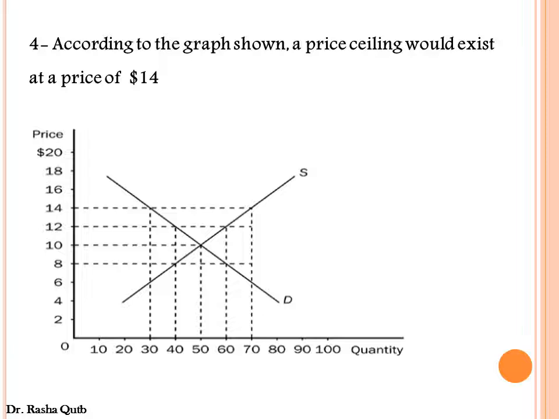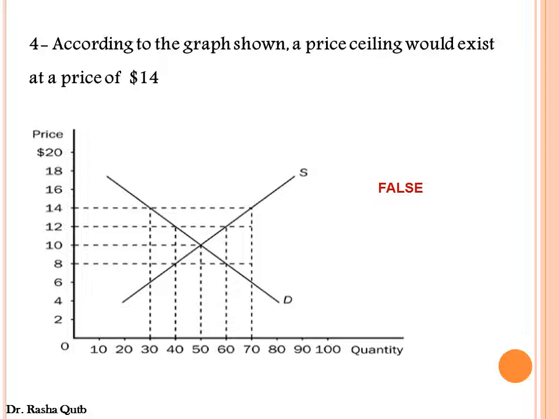Number 4, according to the graph shown, a price ceiling would exist at a price of 14. This sentence is false. Why? Because a price ceiling refers to a maximum price set by the government, which is lower than the equilibrium price level, and it's not permitted to rise.